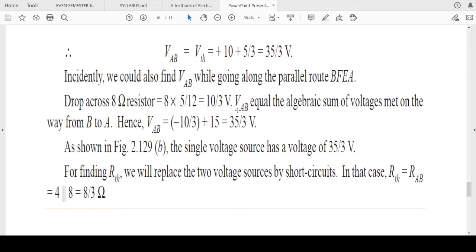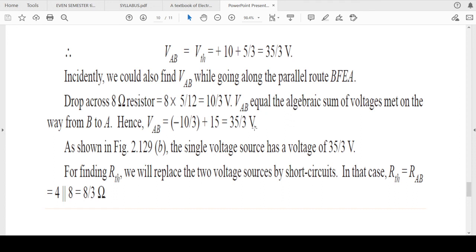So VAB is the algebraic sum of the voltages from B to A. That means the total voltage is minus 10 by 3 plus 15. The reason I am getting minus is because I am going from B to A, so that means a minus voltage. So the single voltage source has a voltage of 35 by 3. That means you are replacing the two voltage sources with 35 by 3, that is the Thevenin voltage.